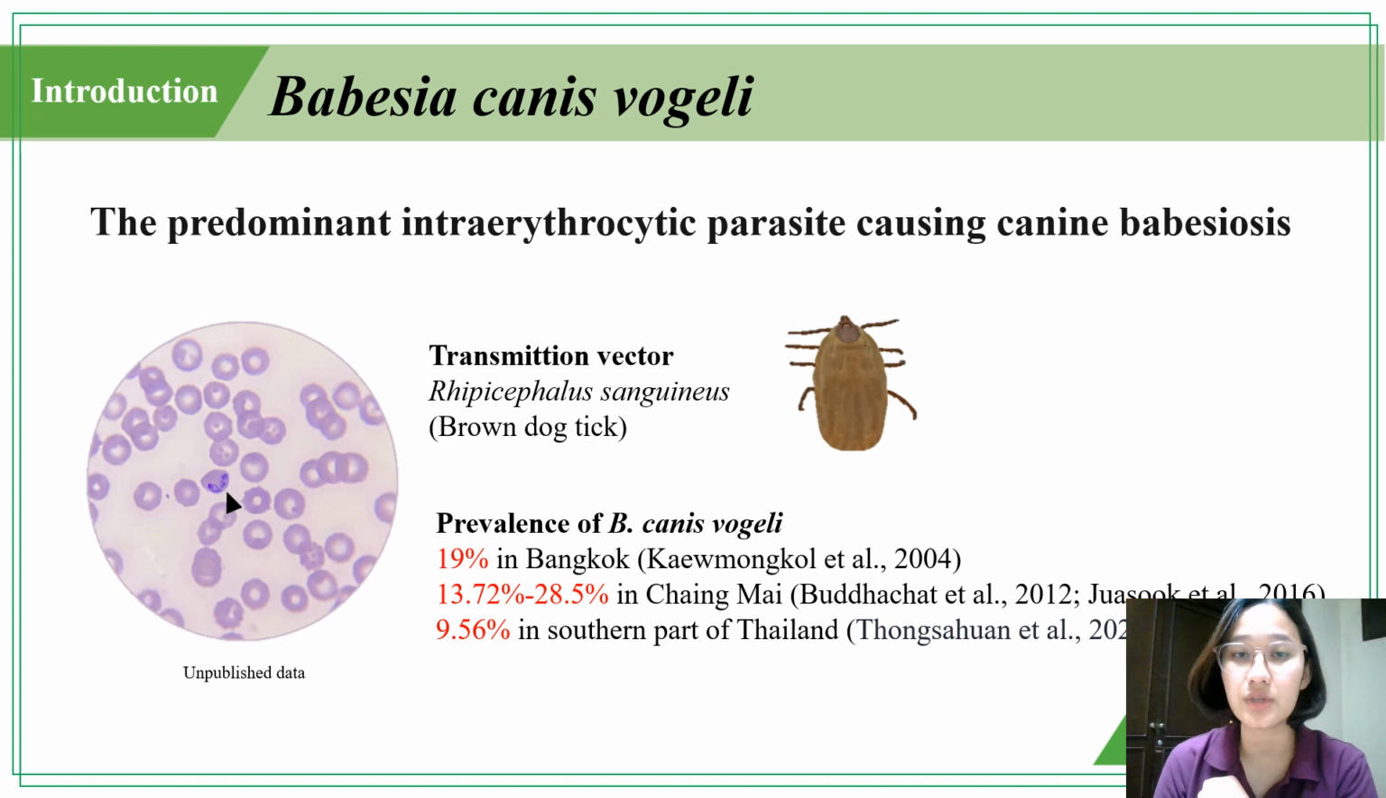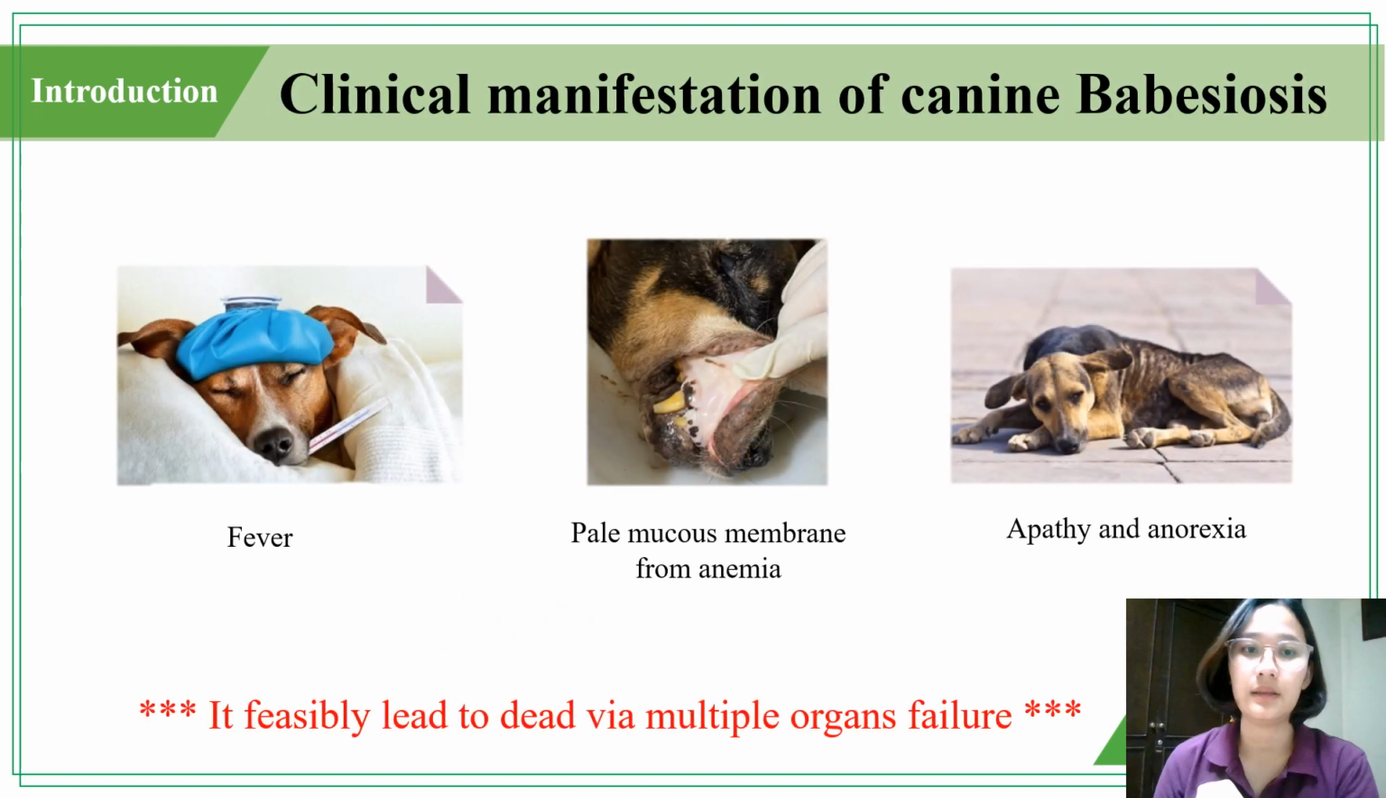So, Babesia canis vogeli is a blood parasite in dogs that is transmitted by Rhipicephalus sanguineus, or brown dog ticks. And in Thailand, the prevalence of Babesia canis vogeli has been reported. The clinical manifestations of this disease are fever, pale mucous membrane from anemia, and also apathy and anorexia. In some cases, it possibly leads to death via multiple organ failure.